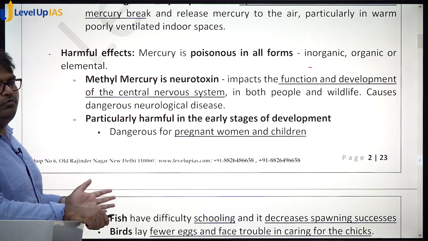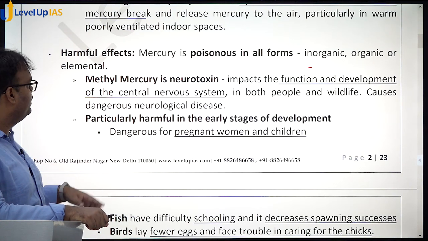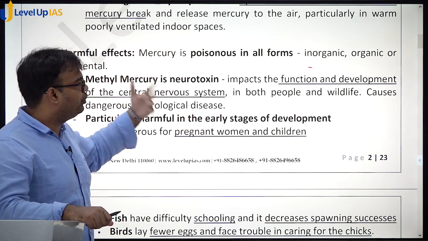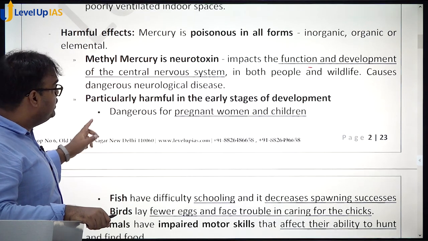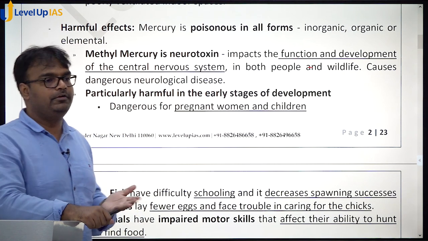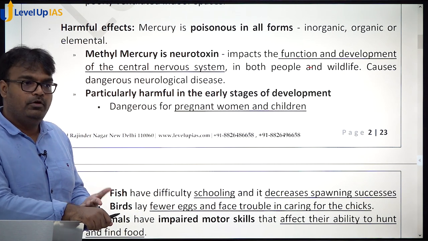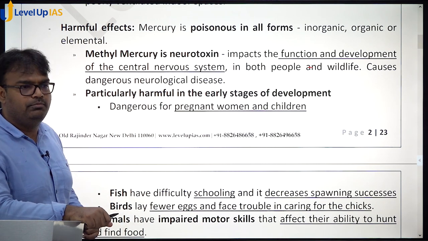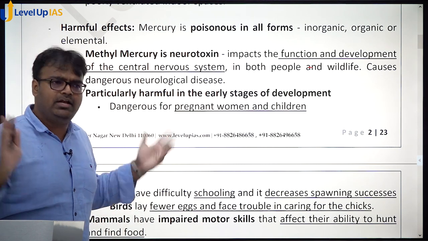Okay, now harmful effect kya honge mercury ke? It is harmful in all forms, whether organic ho, inorganic ho, elemental ho. Methyl mercury, one, it's a neurotoxin, so it will create issues. Mercury is specifically very harmful in the early stages of development. So a pregnant woman or a newborn child will get impacted by mercury more. Not only women, child, hum special nahi hai.